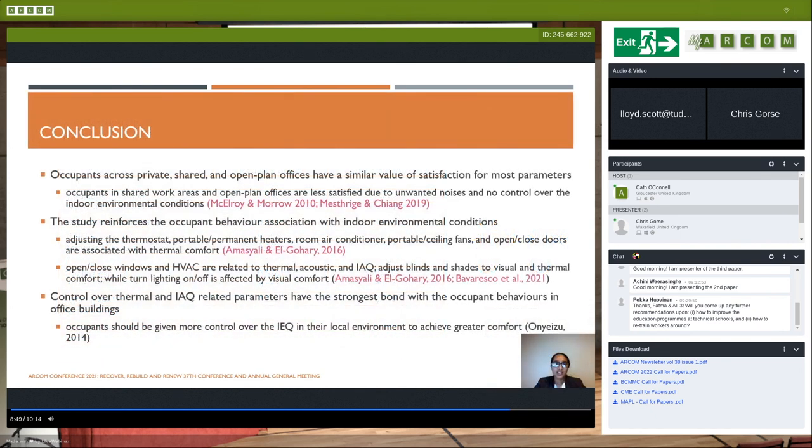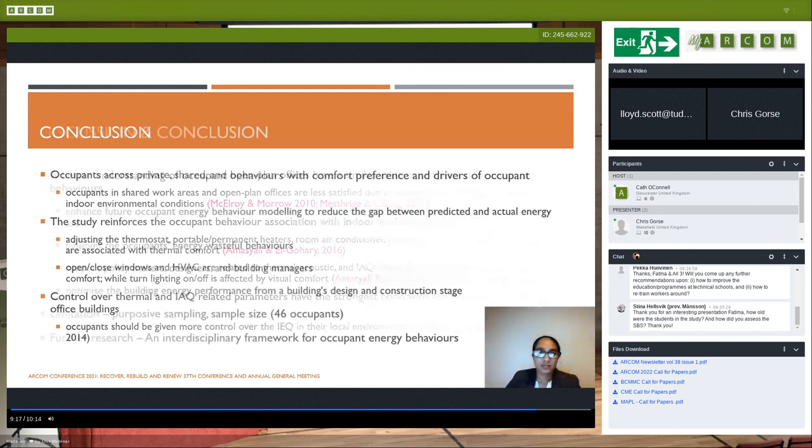In the current study, it was concluded that occupants across private, shared, and open plan offices have a similar value of satisfaction for most parameters. Furthermore, the current study reinforces the association of occupant behaviors with indoor environmental conditions. Also, it was found that the control over thermal and IAQ related parameters have the strongest bond with occupant behaviors in office buildings.